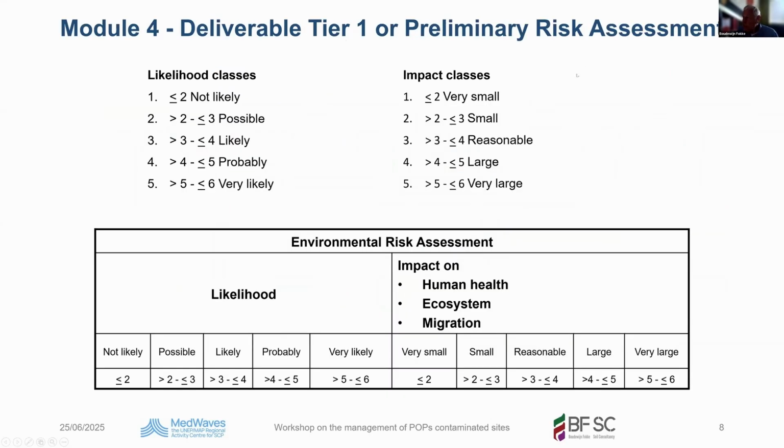Now, this is a very simple system to carry out this tier 1 risk assessment. I have here 5 likelihood classes: not likely, possible, likely, improbable, and very likely. And the impact classes: very small, reasonable, large, and very large. And as I said, the definition of risk is the likelihood class by the impact class. If you give them a number, you say, okay, it's possible, so I give 2, and the impact is very large. So it's 2 times 5 or 2 times 6, depending on what you give.